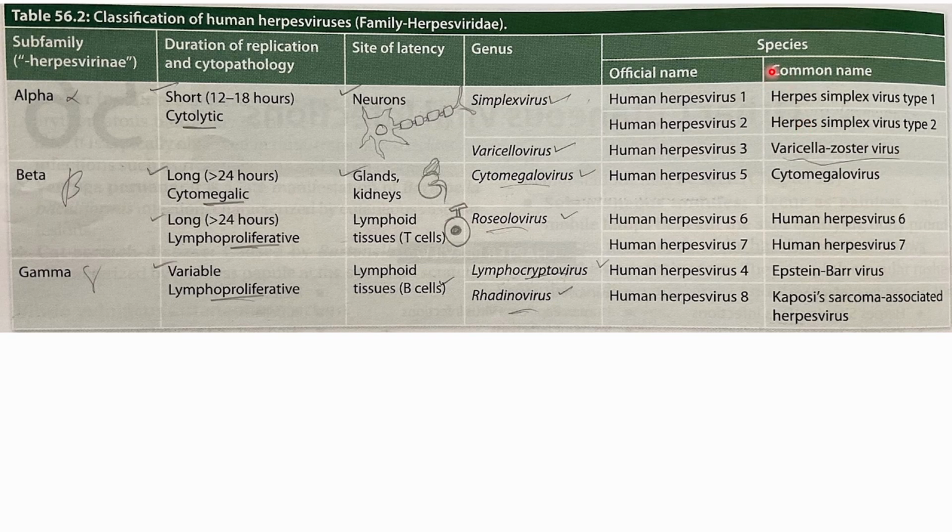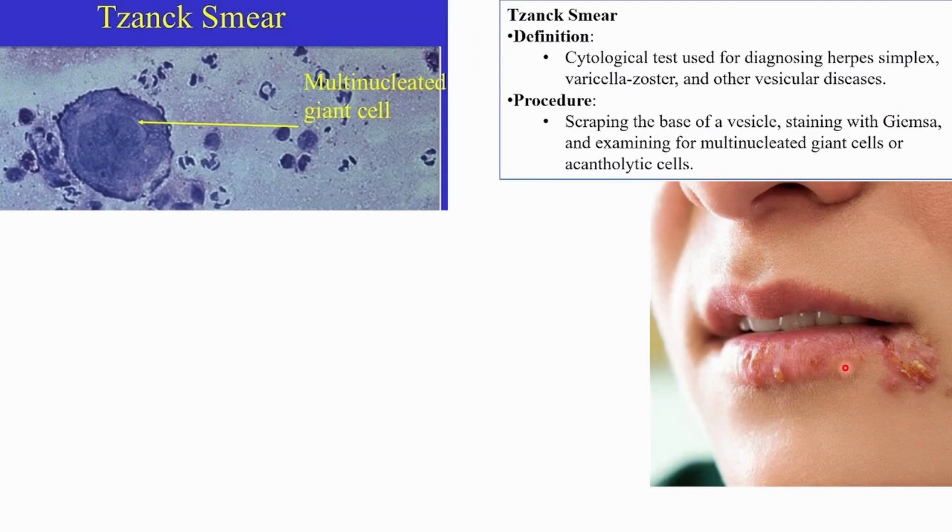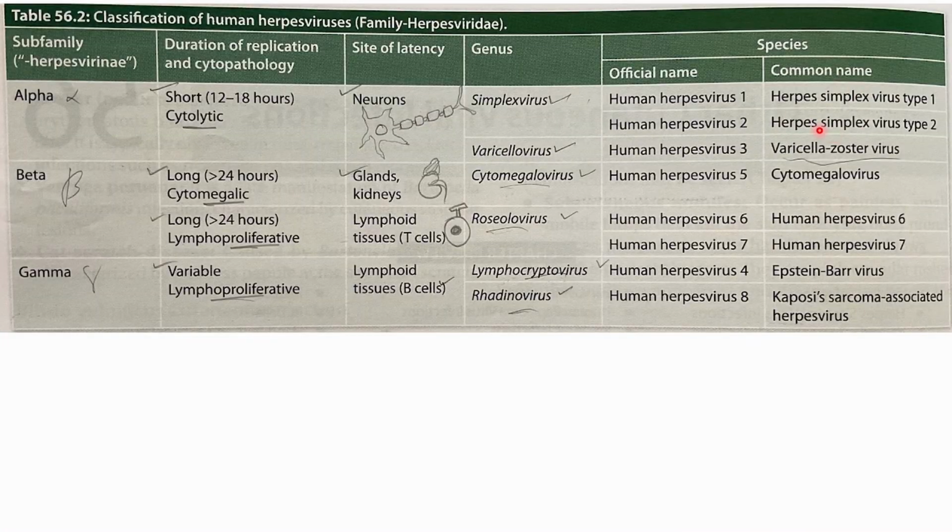HSV1, human simplex virus 1, causes infection around the oral cavity. They cause lesions, this kind of lesions, around the oral cavity. Human simplex virus type 2 causes infection around the genitalia, and it is also a highly communicable disease. Unluckily, if you kiss, you might catch HSV1, but if you take it a step further, you might find yourself with HSV2.